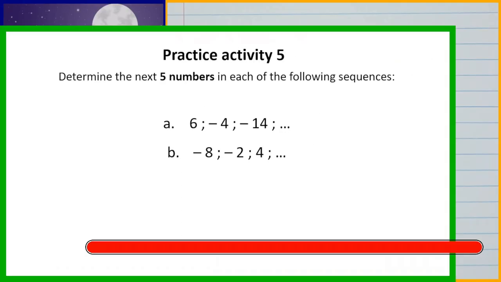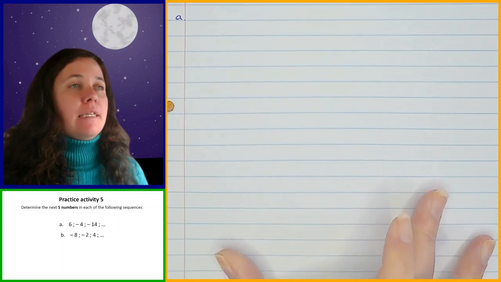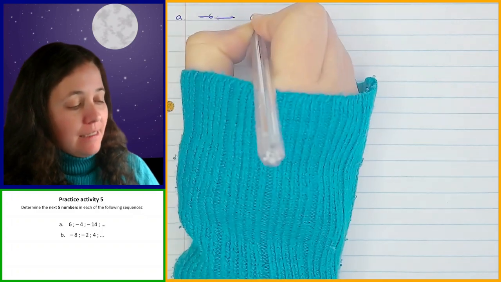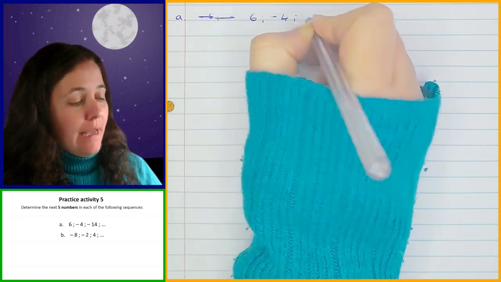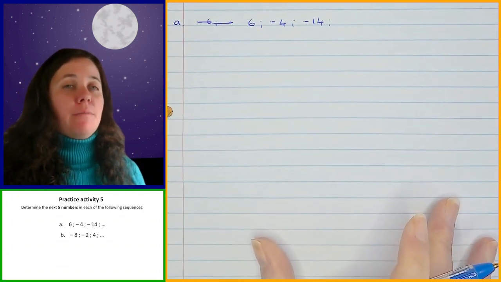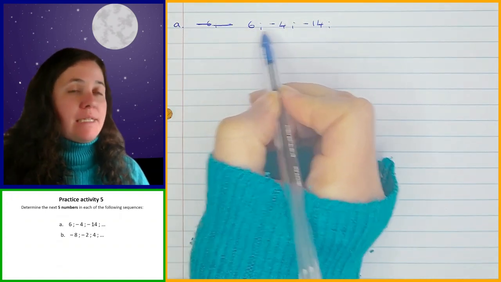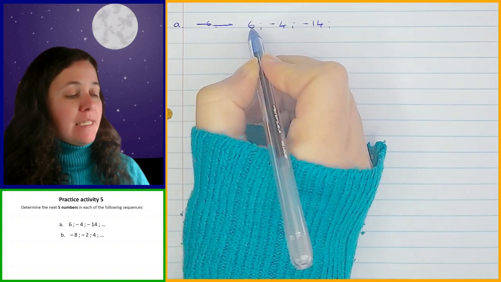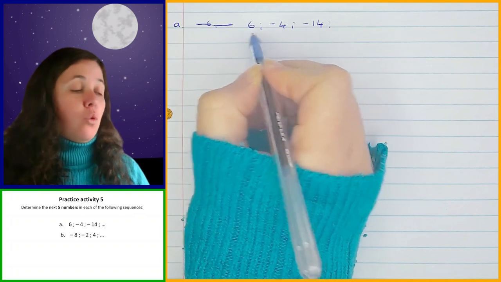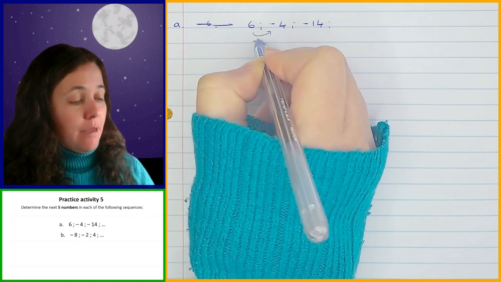Okay, let's go through those answers. So for question A, you had 6, minus 4, and minus 14. And you had to find the next 5 numbers in that pattern. Okay, so first of all, we have to identify what is happening as we go from 6 to minus 4. So as we go from 6 to 0, we go down 6. And then from 0 down to minus 4 is another 4. So we've gone down 6 and we've also gone down 4. So altogether we have gone down by 10.